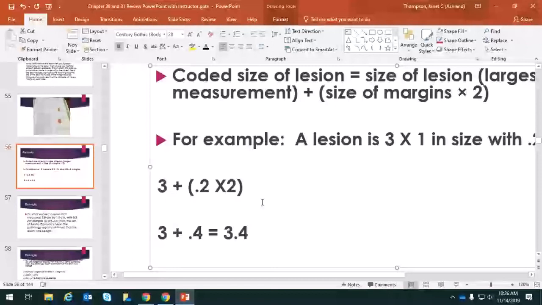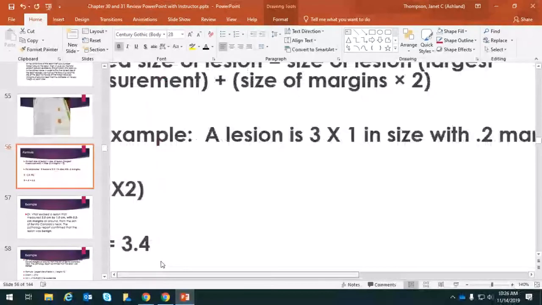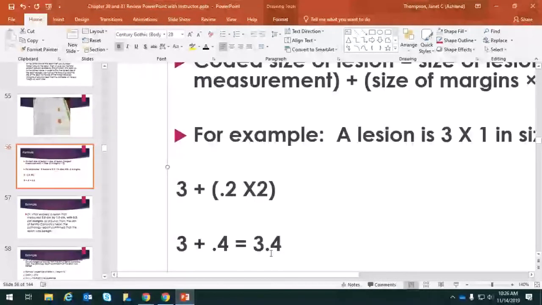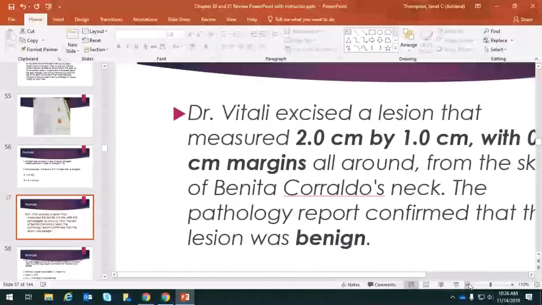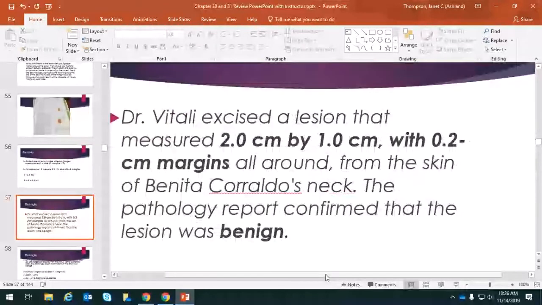So the next part of our formula, we have that largest size of the lesion plus 0.4. So that gives us a total of 3.4 centimeters. That's the size of our lesion. So that's our formula, the largest size of the lesion plus the margins times 2. We're covering the full perimeter. Let's look at our first example here. The doctor excised a lesion that was measured 2 by 1 centimeters with 0.2 centimeter margins all around, and the lesion was benign.